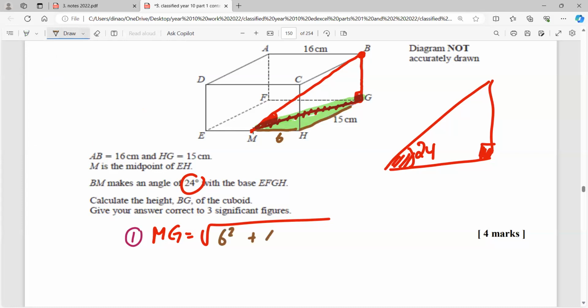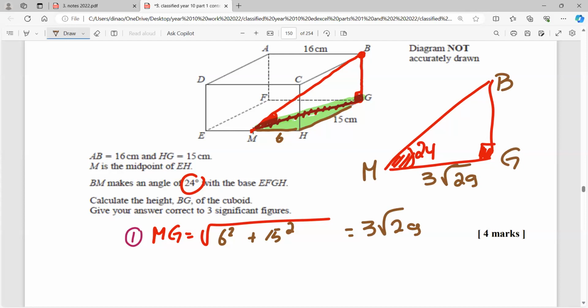And as we said, always and forever, MG is calculated by Pythagoras theorem. 6 squared plus 15 squared. I will get an answer of 3 root 29. 3 root 29. Sorry, I forgot to write the letters. Here is the B, here is the G, and here is the M, and the M is here. Okay. Now, after all this, I still don't know what the question wants.